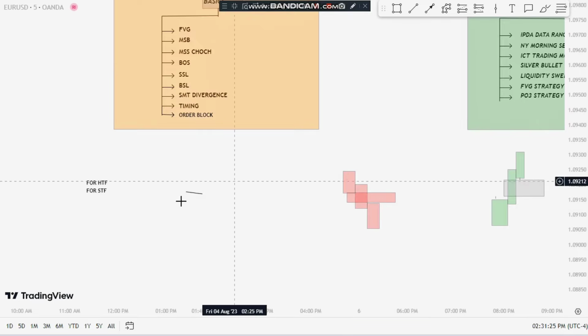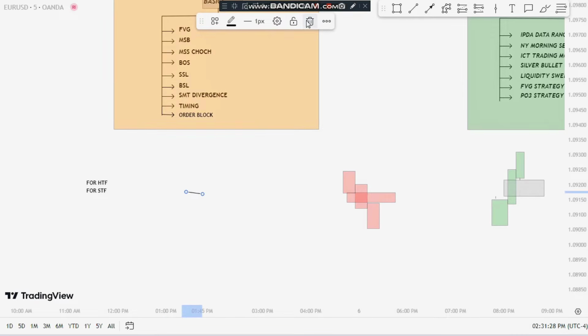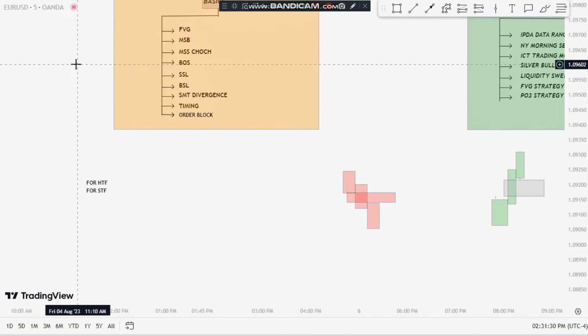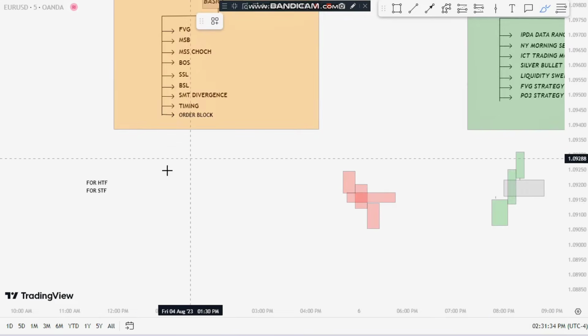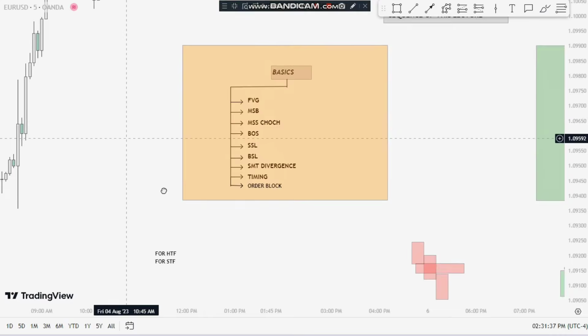But MSB, we can use it on the daily time frame or the weekly time frame, and it shows a big reversal, like it shows the change of the trend. Let me show it on the chart.